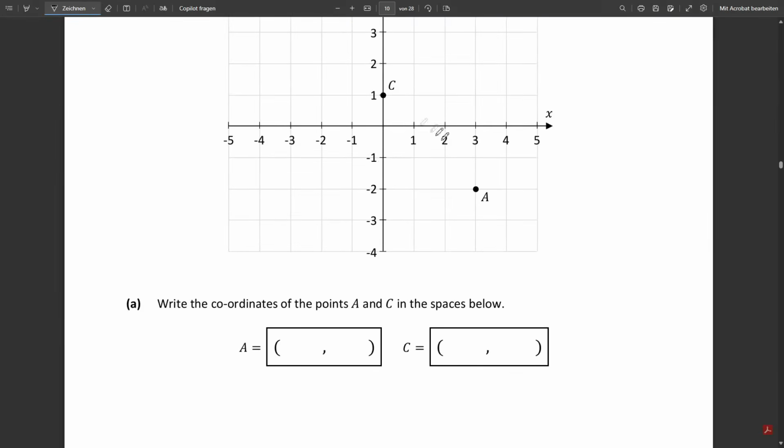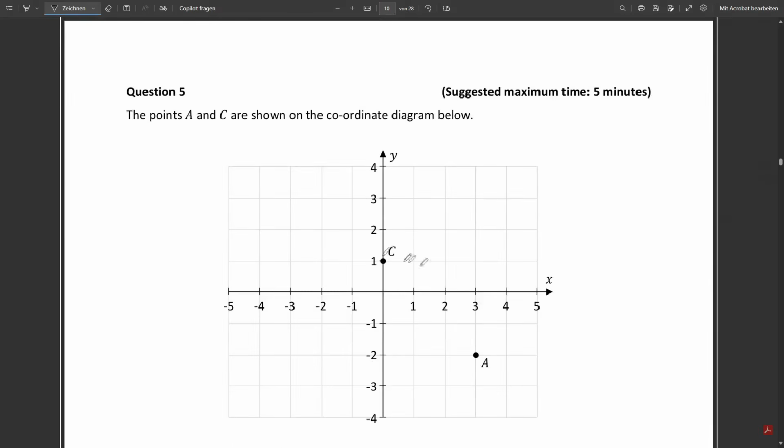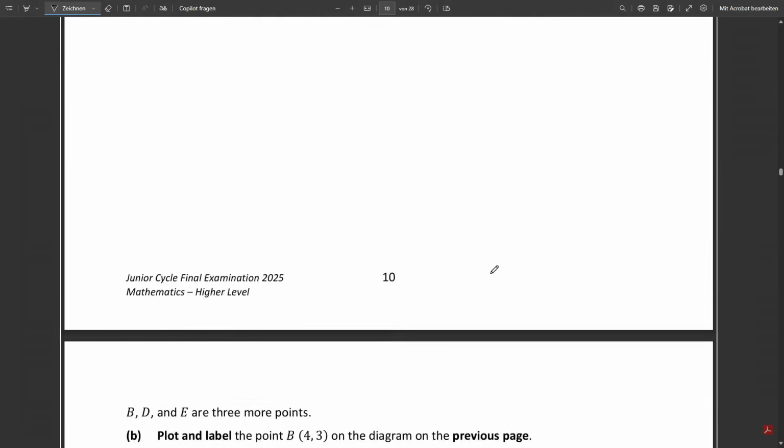Work out the coordinates of A and C. Okay, it's easy enough. So A, the X value, we go across 3, so it's going to be 3, and the Y value is minus 2. And for C, the X value is 0, and the Y value is 1. Plot and label B, the point 4, 3. So we go across 4, and we go up 3, and here's B. And it says to label it, so that's B.